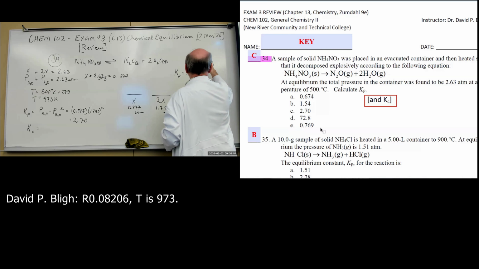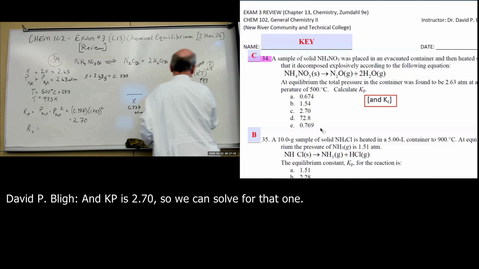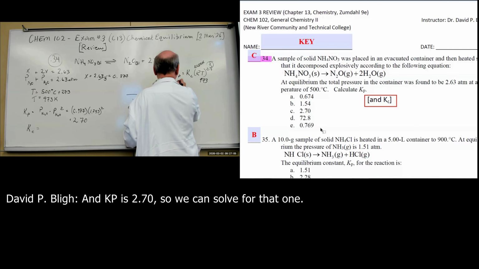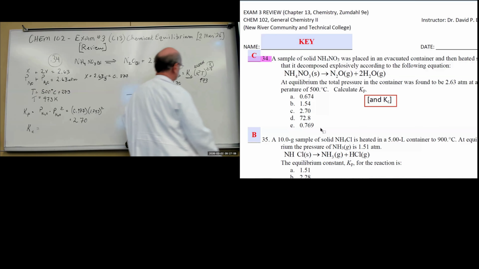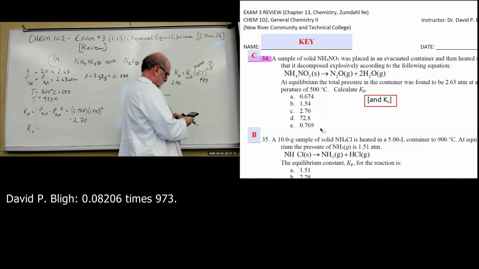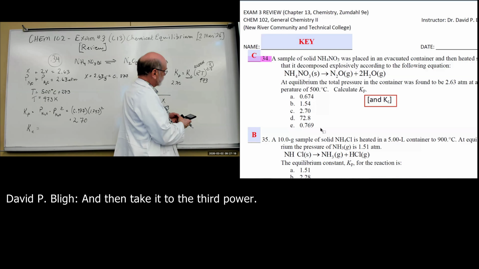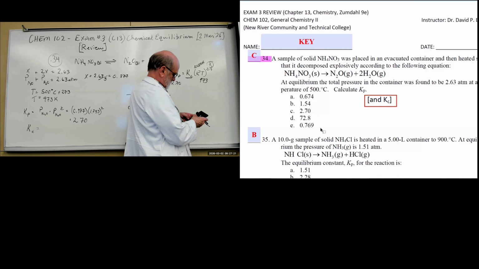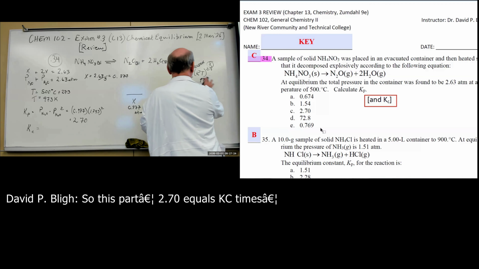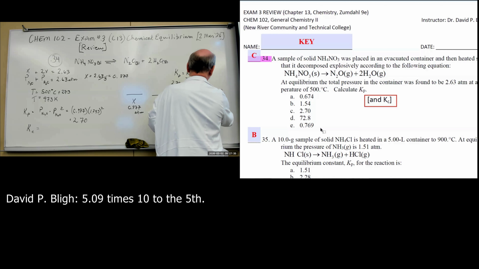R is 0.08206. T is 973. And KP is 2.70. So we can solve for that one. Right? So let's multiply these two: 0.08206 times 973, and then take it to the third power. Okay. So this part, 2.70 equals KC times 5.09 times 10 to the 5th.